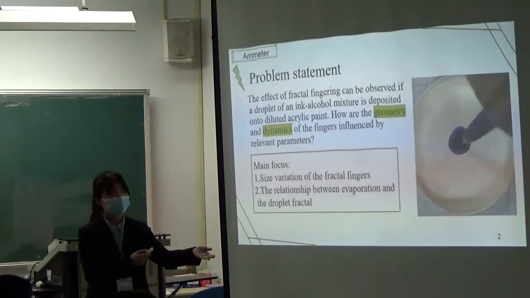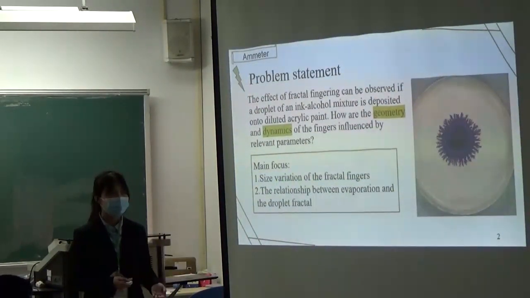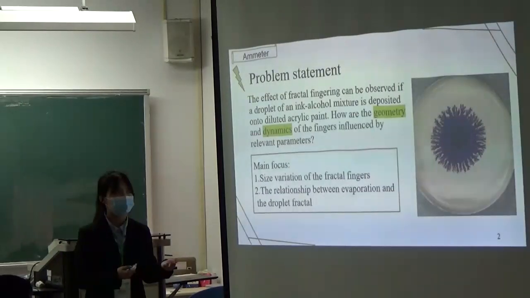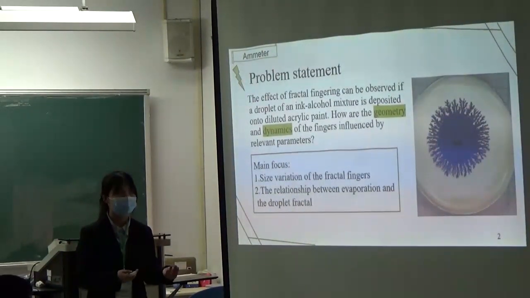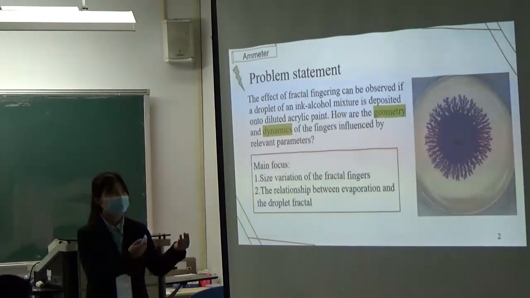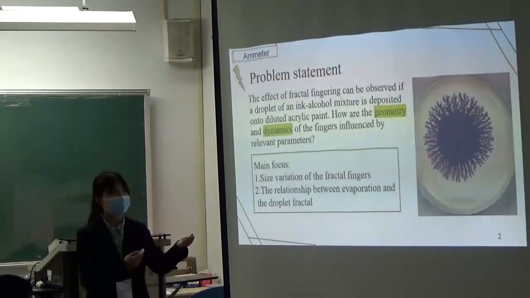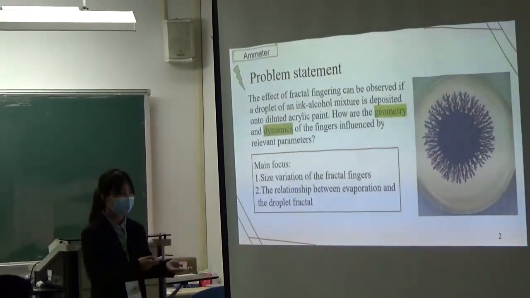And here is the experiment video. We use isopropyl alcohol plus pigment cut into the diluted acrylic paint. The isopropyl alcohol is also called IPA. And we can see the IPA will start expanding and split into the fractal fingers.